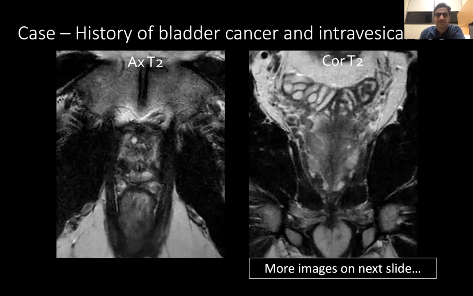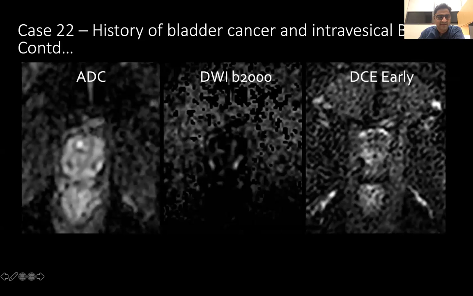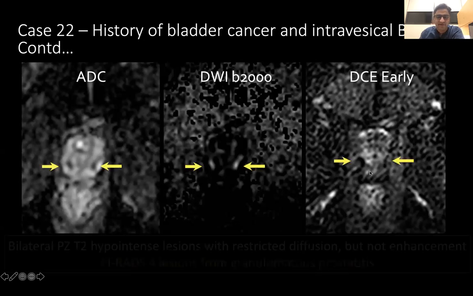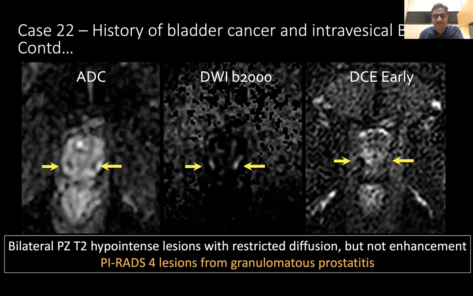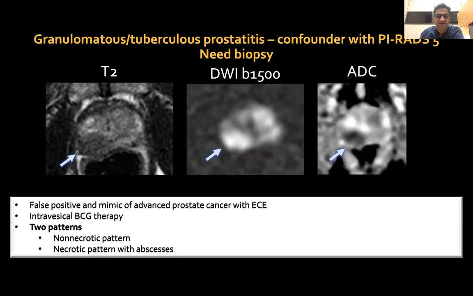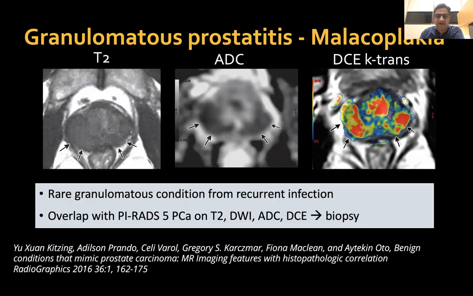And another manifestation of similar granulomatous prostatitis in another patient with bladder cancer and intravesical BCG is where you can see marked T2 hypointense lesions in the peripheral zone bilaterally, as we see here. And you can see that there is a moderate restricted diffusion corresponding to these foci, but not necessarily any enhancement. So these are PI-RADS 4 lesions in the peripheral zone as part of the granulomatous prostatitis. So you can have a non-necrotic pattern, or you can have a necrotic pattern with an abscess. And generally they mimic PI-RADS 5 categories.